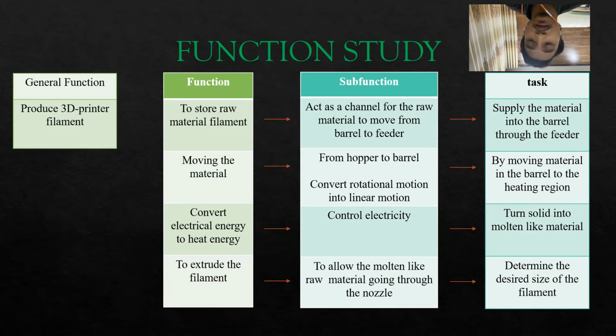The third function is to convert electrical energy to heat energy, whose subfunction is to control electricity, and the task is to turn solid into molten-like material. And the last function is to extrude the filament. The subfunction is to allow the molten-like raw material to go through the nozzle, and the task is to determine the desired size of the filament.